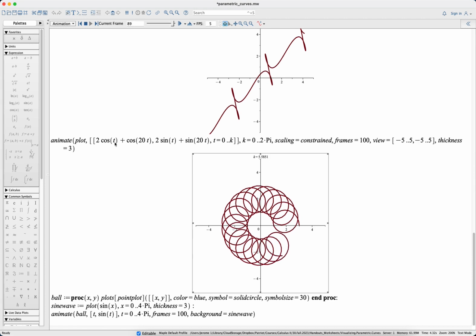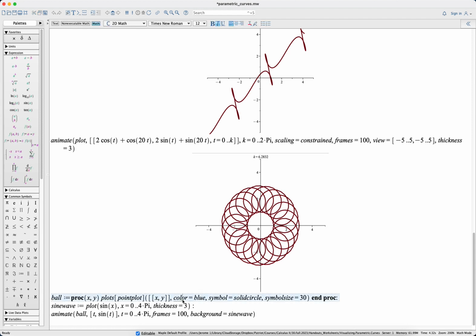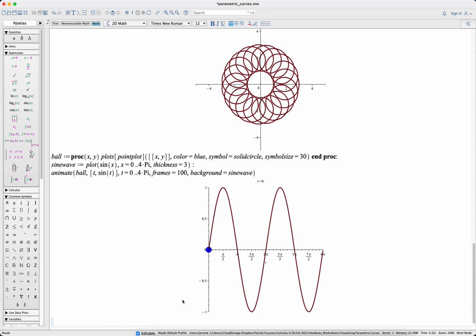All right, so the next one, there's a parametric curve in there, but let me have it show up and then show you what's going on. So we have a sine curve, right? Basically, it's just the sine of x. That's the sine of x. But instead of going from 0 to 2 pi, I just went from 0 to 4 pi. So it's basically 2 cycles of the sine wave.